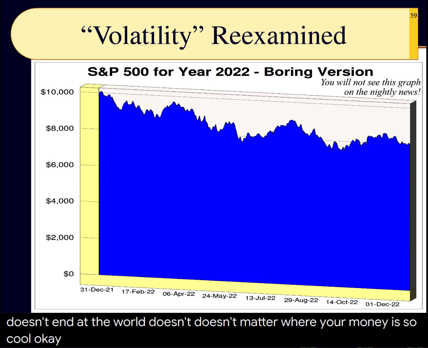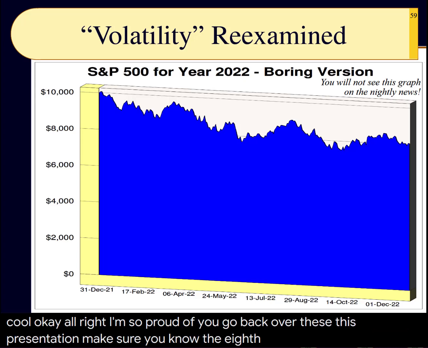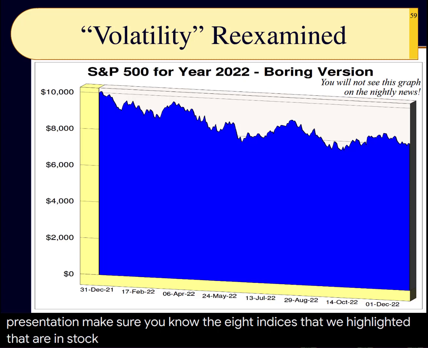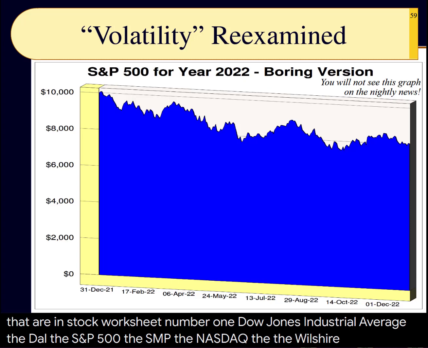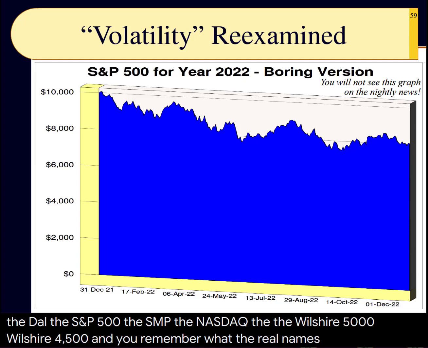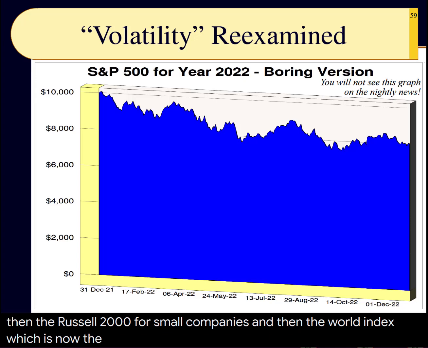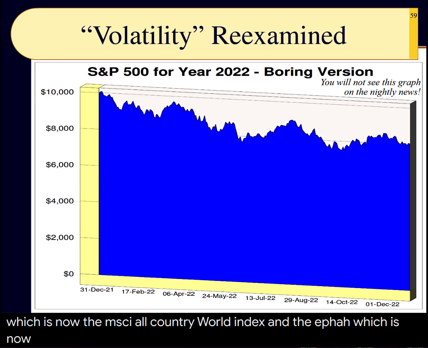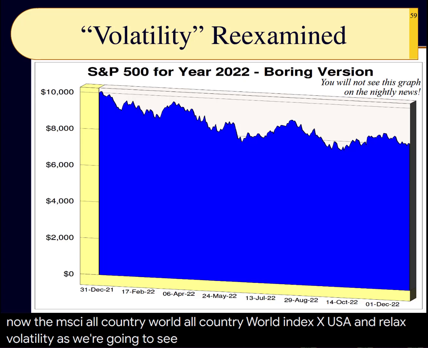So cool. Okay. All right. I'm so proud of you. Go back over this presentation. Make sure you know the 8 indices that we highlighted that are in stock worksheet number 1. Dow Jones Industrial Average, the Dow, the S&P 500, the S&P, the NASDAQ, the Wilshire 5000, Wilshire 4500, and you remember what the real names are now. And then the Russell 2000 for small companies. And then the World Index, which is now the MSCI All Country World Index. And the EFA, which is now the MSCI All Country World Index X USA. And relax. Volatility, as we're going to see, can be our friend.